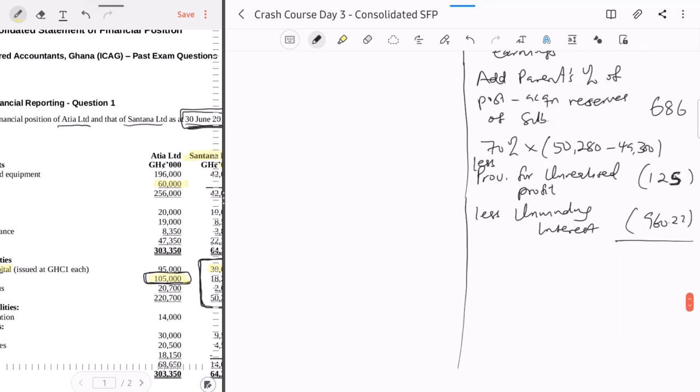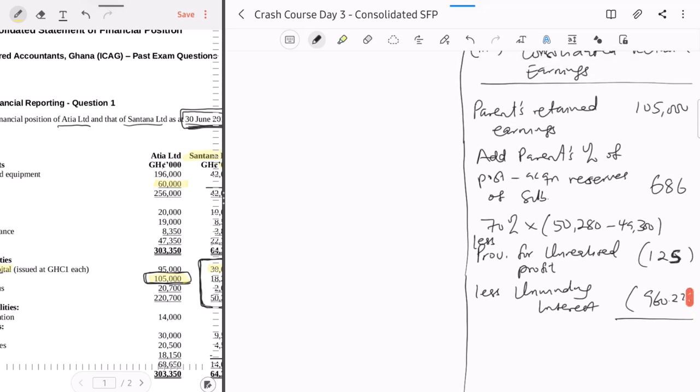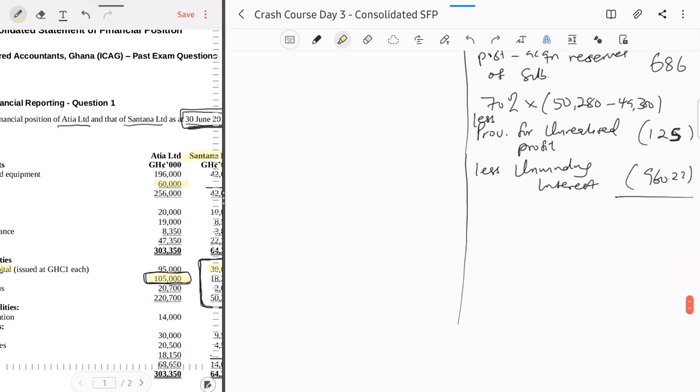And what does that give me? So it becomes, let me just add them up. It becomes 105,000 plus 686 minus 125 minus 960.22. And what does that give me? That gives me 104,600.78. Okay. So we are done with our workings finally, right?